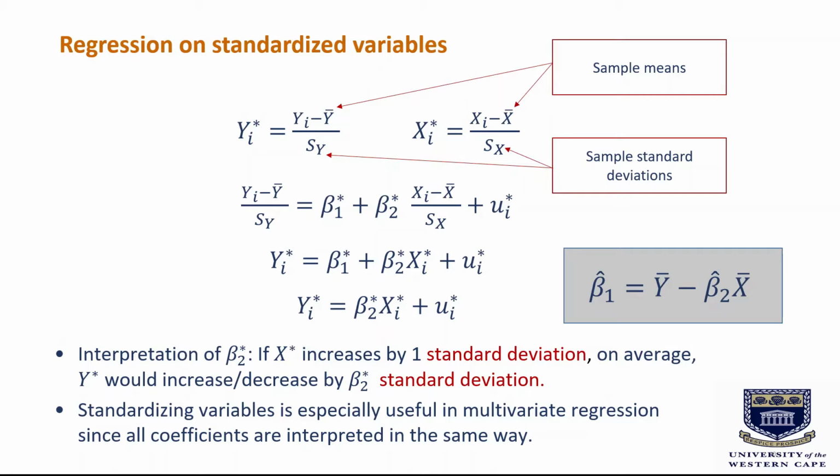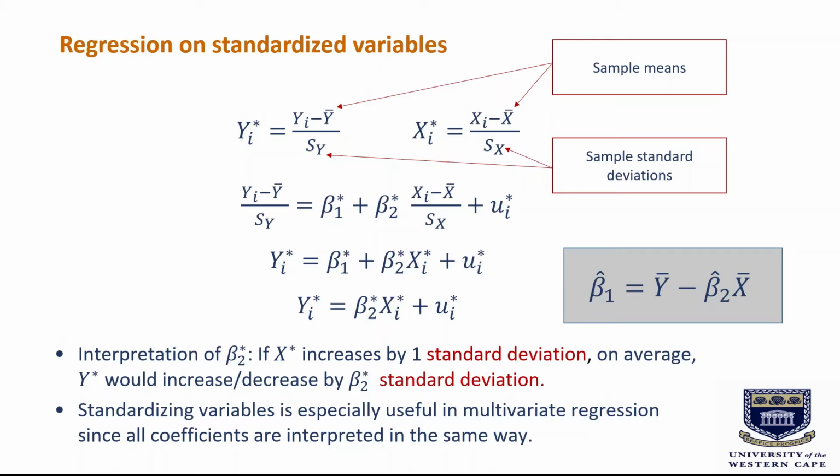Now, why is this useful? Well, one reason why it's particularly useful, and it's especially useful in multivariate regression, is that all coefficients are interpreted in the same way. In other words, you can compare the relative effect of various coefficients in the regression model, right? And this is something that you'll deal with more in multivariate regression, so I won't spend too much time talking about that. But that interpretation itself is also interesting, not just the fact that you can compare parameter estimates.